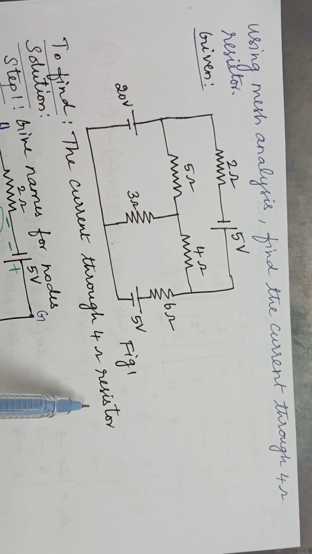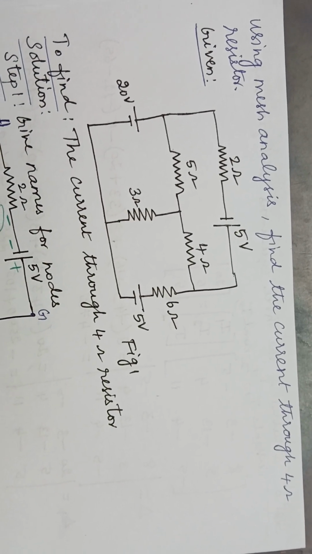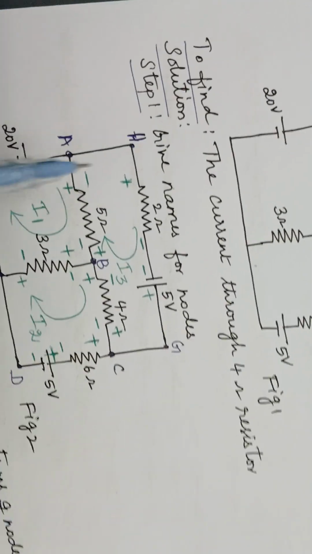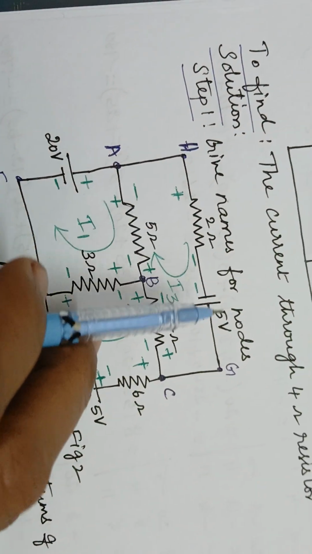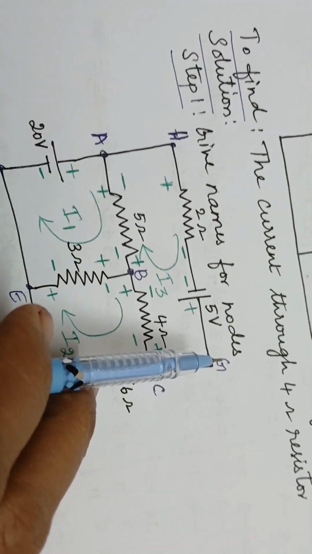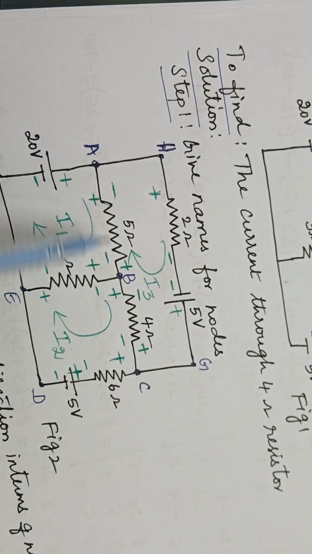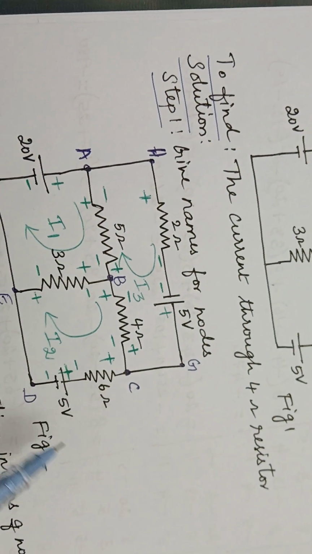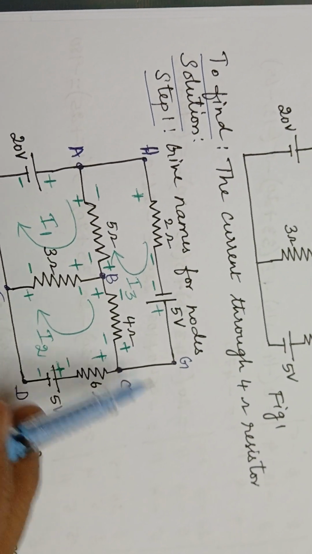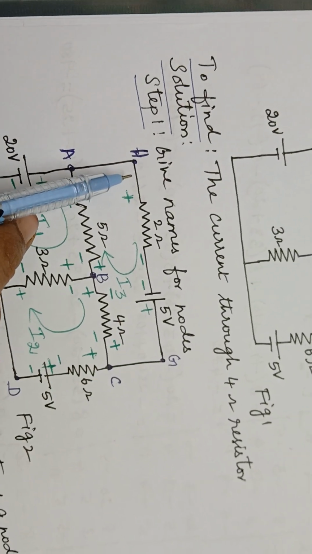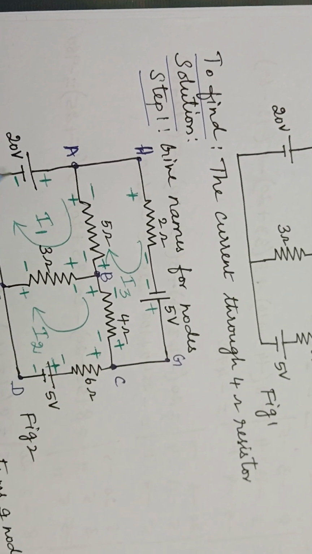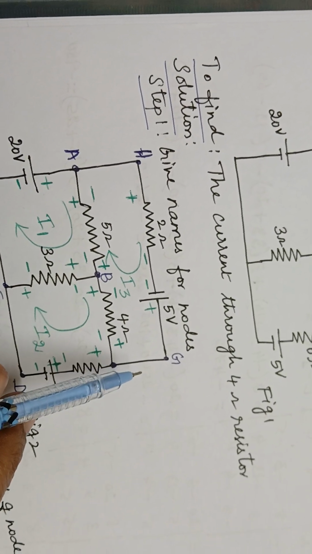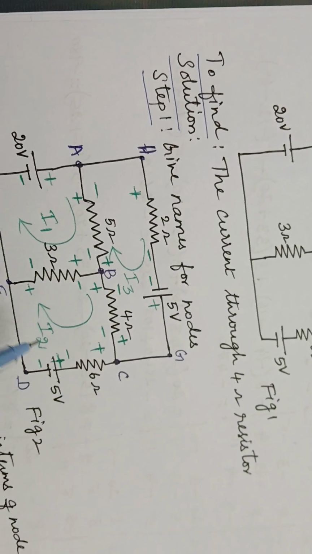And the solution. Step 1: first we have to give names for the nodes. So A, B, C, D, E, F, G, H. These are the nodes. The first step is to fix the nodes.